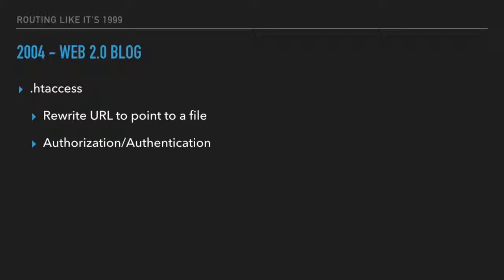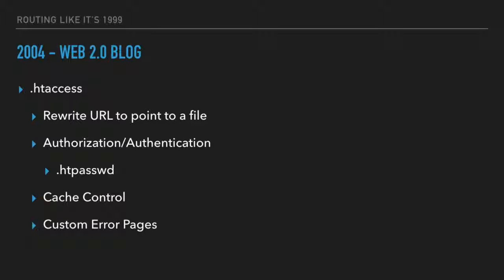.htaccess files also handled authorization and authentication. You could do this via .htpasswd files, which were also equally a pain. It also handled cache control. You could also do custom error pages. So let's say you wanted to handle a 404 error differently in one part of your app and in a different part of your app. You could do that with .htaccess files. All of these things you could do with .htaccess. But there were problems, as I alluded to earlier.